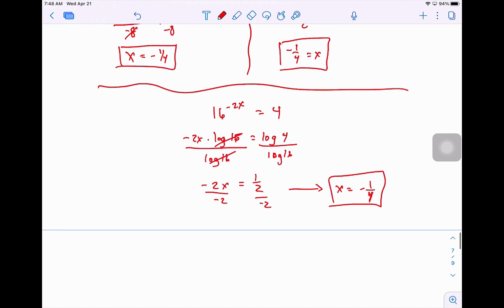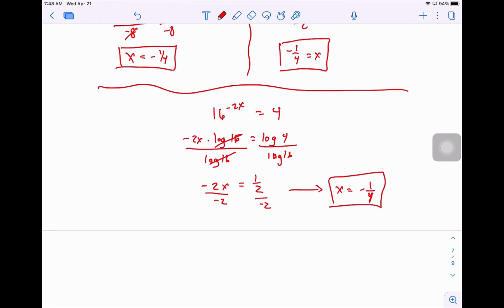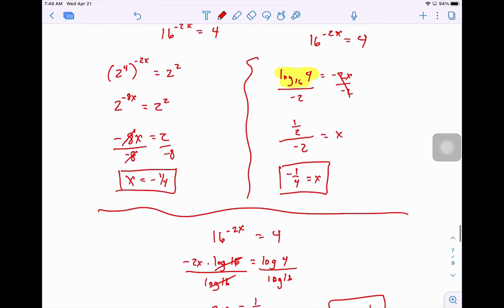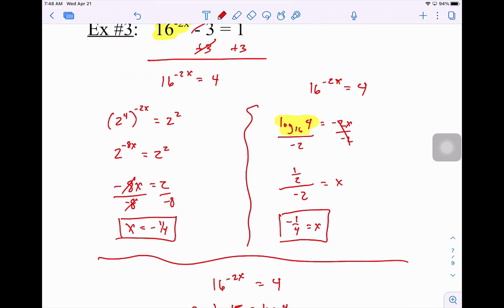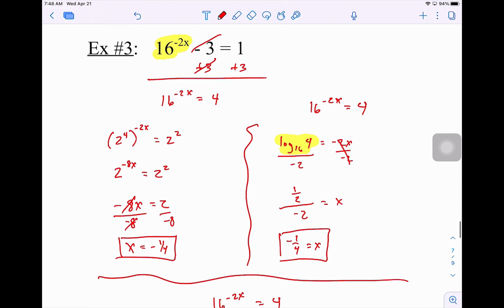What I want you to notice is it doesn't matter whether you take the log and bring the exponent out front, or whether you change it straight into logarithmic form, or whether you change them to the same base. You're going to get to the same answer regardless. The one that doesn't always work is the first method, because you can't always change it to the same base. Sometimes you can, sometimes you can't.